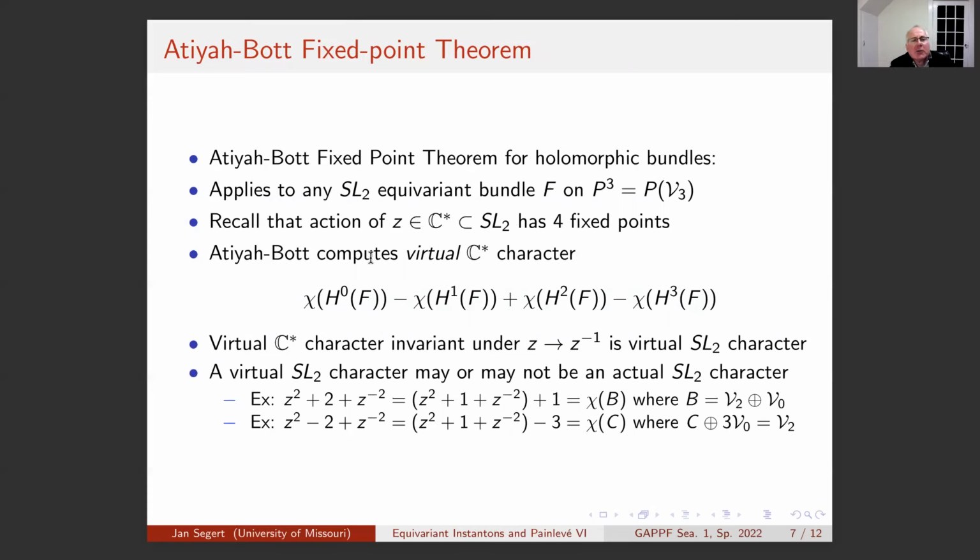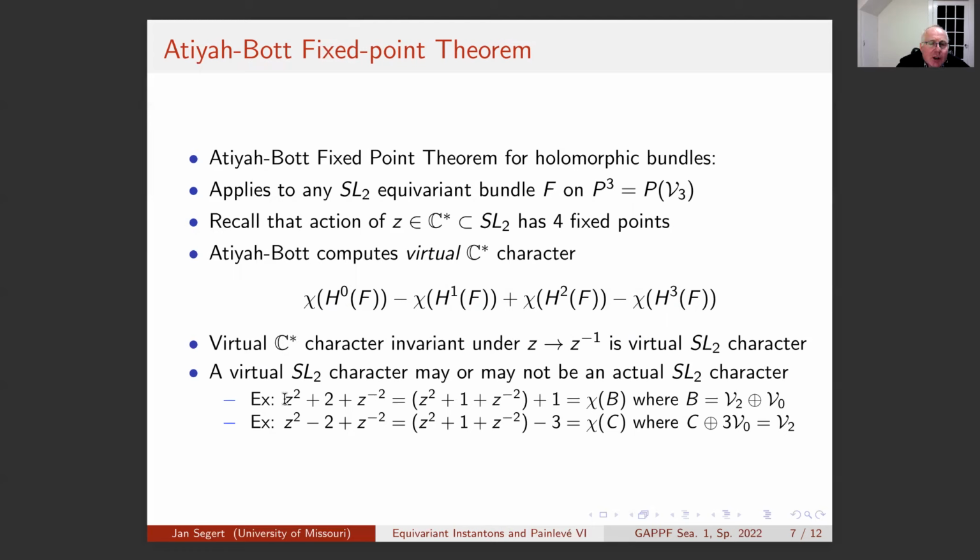So what the Atiyah-Bott fixed point theorem does for you is compute the virtual C star character, which is the character of H0 of your vector bundle minus the character of H1 plus the character of H2 minus the character of H3. And what virtual means is that this may not be the character of an actual representation. It might be the character of a representation minus the character of another representation. And we'll call a virtual character actual if it's actually the character of a representation. Okay. So it turns out that a virtual C star character that's invariant under this transformation is actually a virtual SL2 character. You can figure that out by looking at weights of the irreducible SL2 representations. That's a pretty easy exercise. And a virtual SL2 character may or may not be an actual SL2 character.